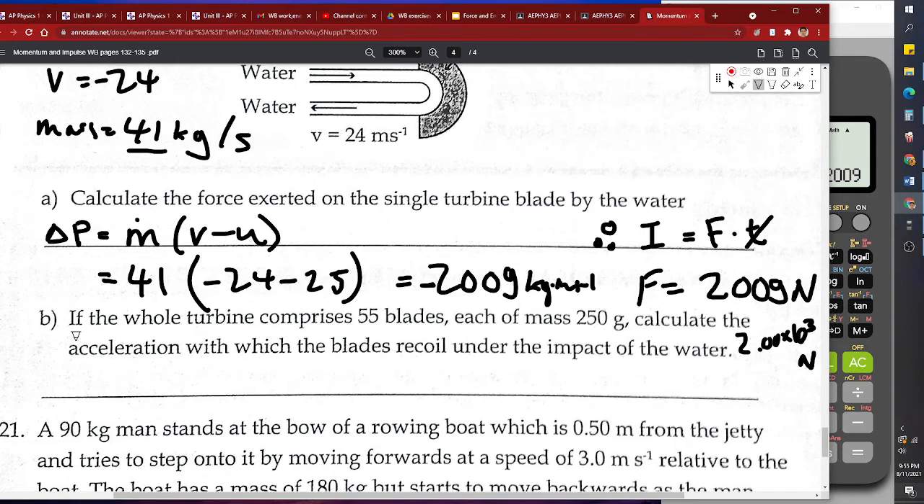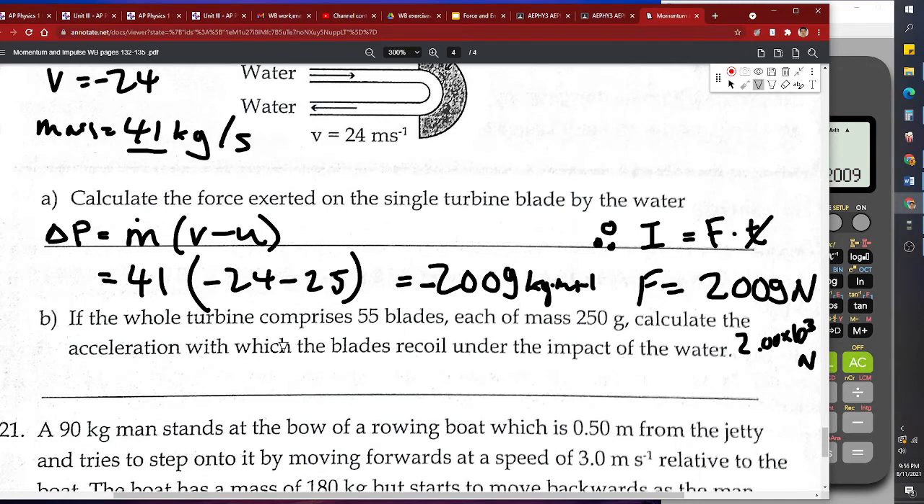If the whole, let's say do part B, if the whole turbine consists of 55 blades, each a mass of 250 grams, calculate the acceleration with which the blades recoil under the impact of the water. Okay. So what should we do first? We have 55 blades.